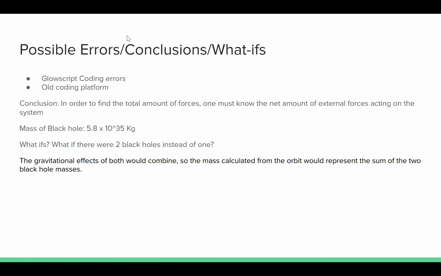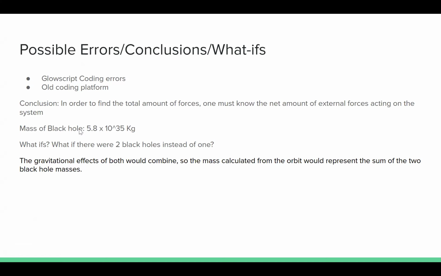That was it. Some possible errors that could have happened during this presentation were the Glowscript coding errors. This is an older platform, so it could have maybe errored out a couple of times. And then the conclusion for this: in order to find the total amount of forces on something, like on a system, you must know the net amount of external forces acting on that thing.